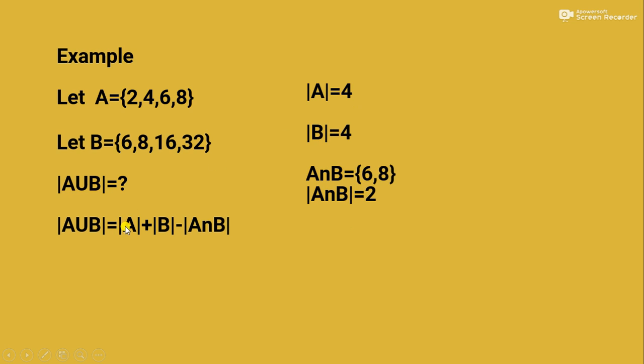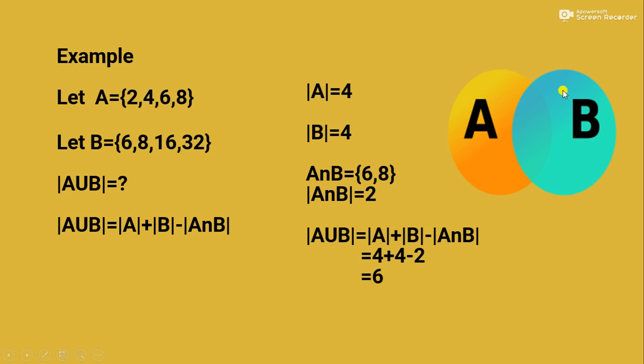Now we have the value of the cardinality of A, the cardinality of B, and we have also calculated A intersection B and its cardinality. So we can easily find the cardinality of A union B using this formula. The cardinality of A union B equals 4, the cardinality of A, plus 4, the cardinality of B, minus 2, the cardinality of A intersection B. So we have a total of 6 elements in the union of set A and set B.